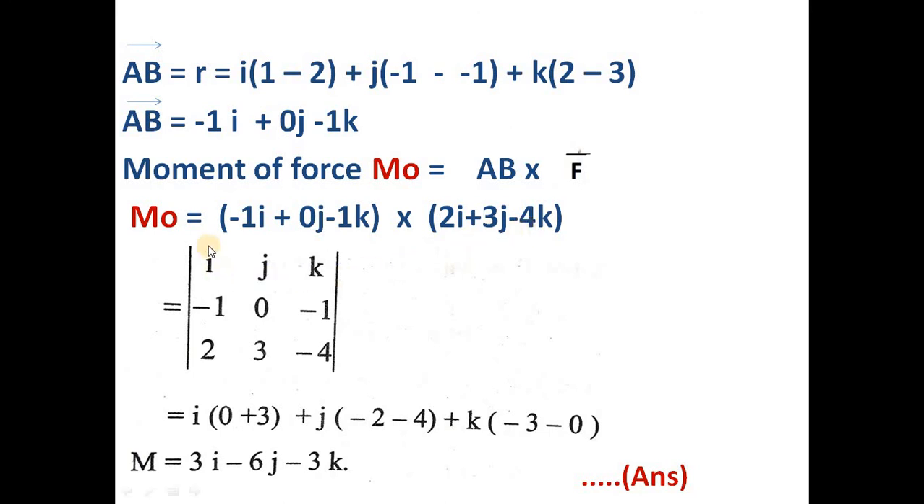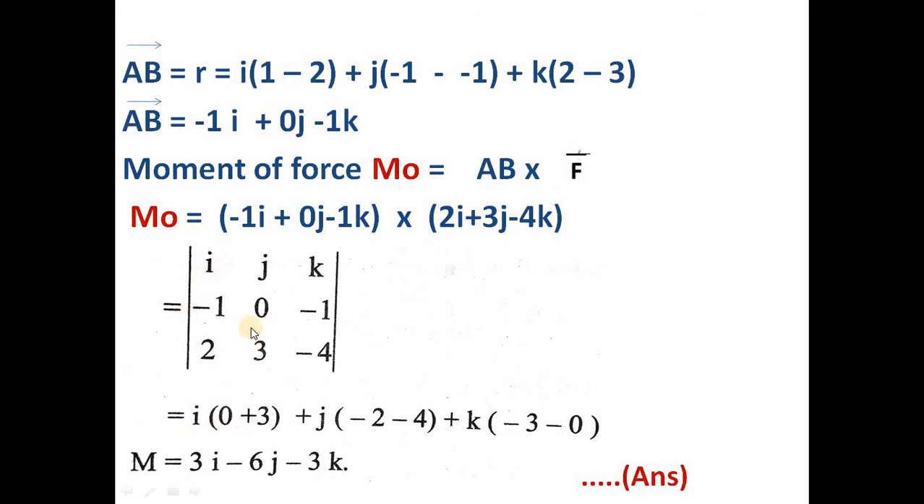Then use the determinant for solving it. In the determinant, the first row is ijk, always the unit vectors ijk. The second row is concerned with the distance AB, taking its coefficients: minus 1, 0, minus 1. The third row is concerned with the force, the coefficients of ijk: 2, 3, minus 4. Then the determinant solution, I think it is very familiar to you.